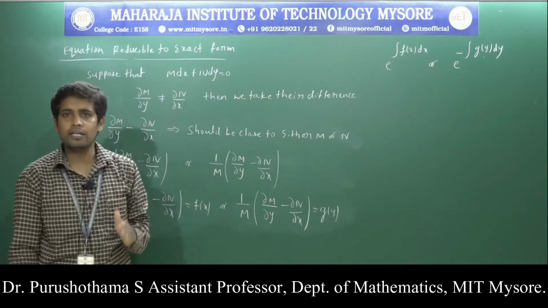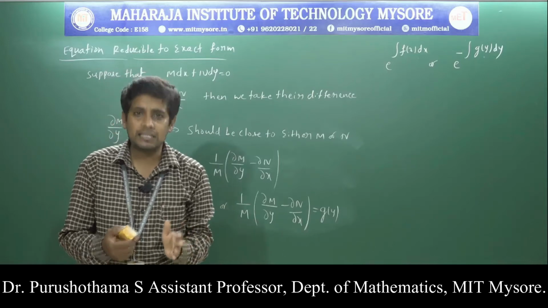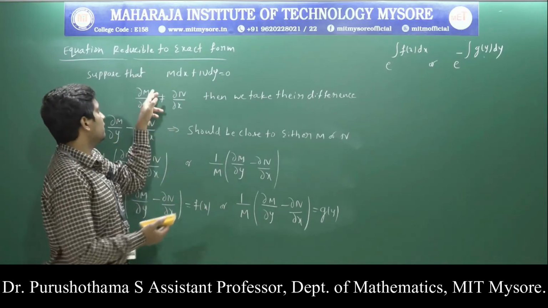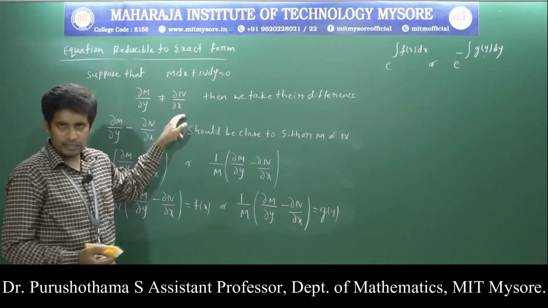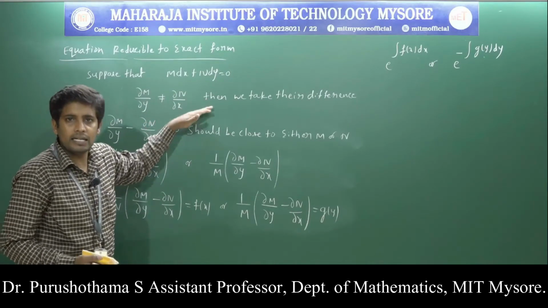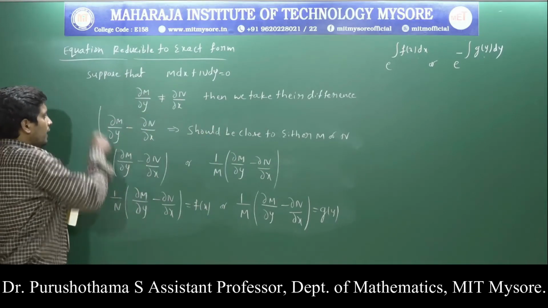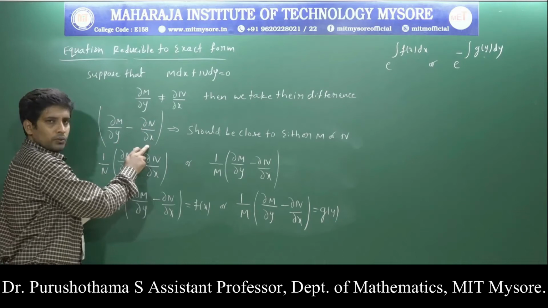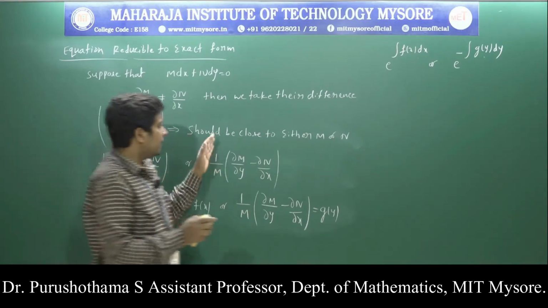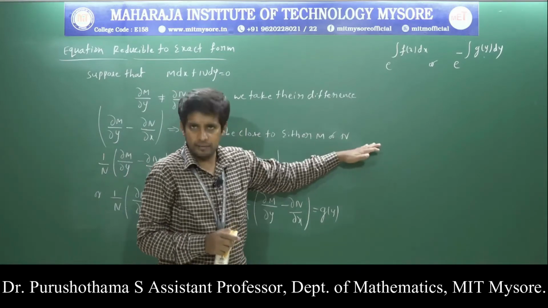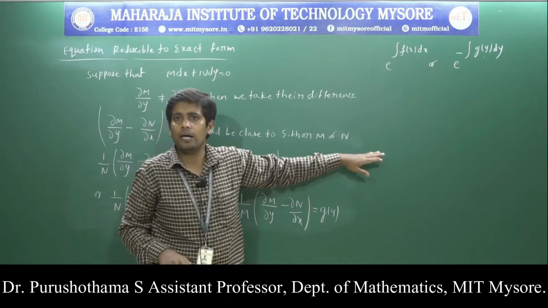In case the given differential equation does not satisfy the exactness condition, meaning the partial derivative of M with respect to y is not equal to the partial derivative of N with respect to x, we take their difference, M with respect to y minus N with respect to x. This difference expression should be close to either M or N.